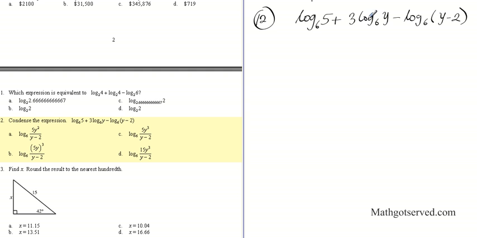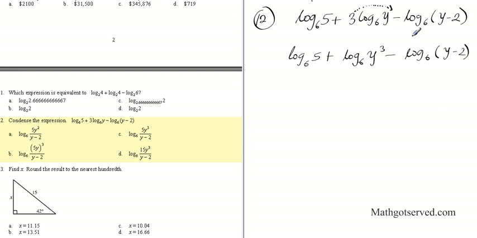Now, this logarithm is not uniform with the others, so we need to get rid of this 3 so that it's uniform, and then we can condense. To do that, we're going to use the power property of logs to move the 3 to be the exponent. So it becomes log base 6 of 5 plus log base 6 of y to the third minus log base 6 of y minus 2.